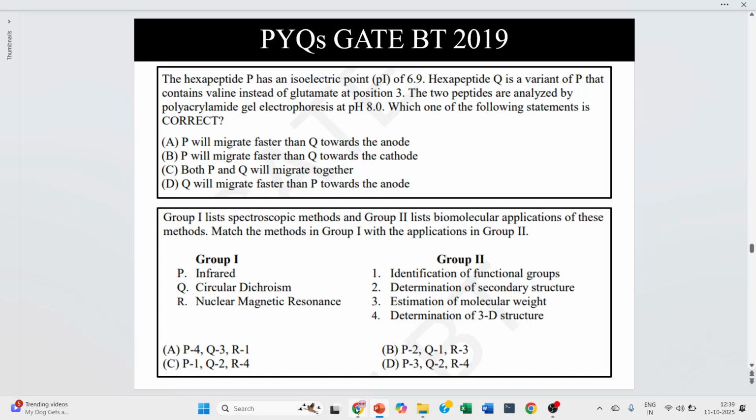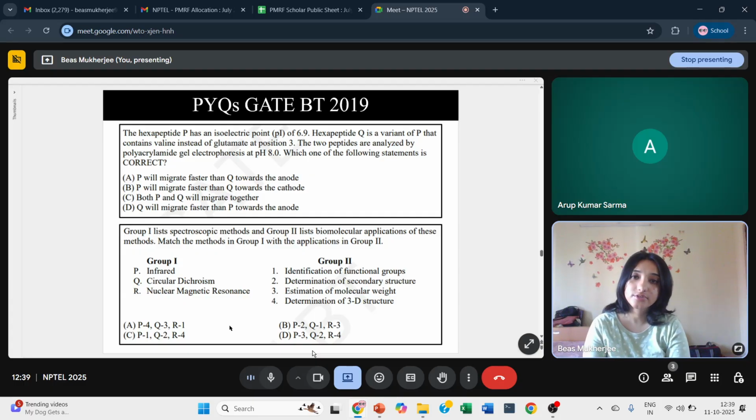Now we have a few more questions. Let's try to solve them. So now we have come to the GATE BT 2019 questions, right? So let's try to solve them. The hexapeptide P has an isoelectric point pI of 6.9. Hexapeptide Q is a variant of P that contains valine instead of glutamate at position 3. So the two peptides are analyzed by polyacrylamide gel electrophoresis at pH 8. Which one of the following statements is correct?